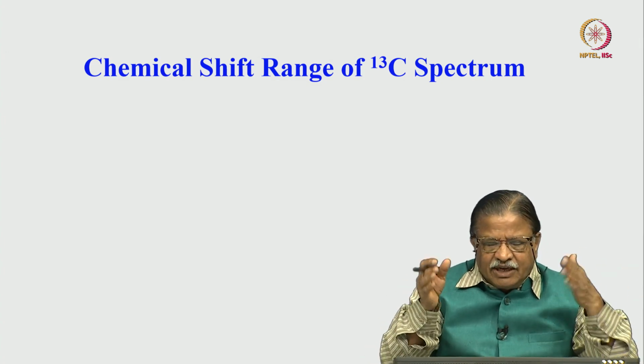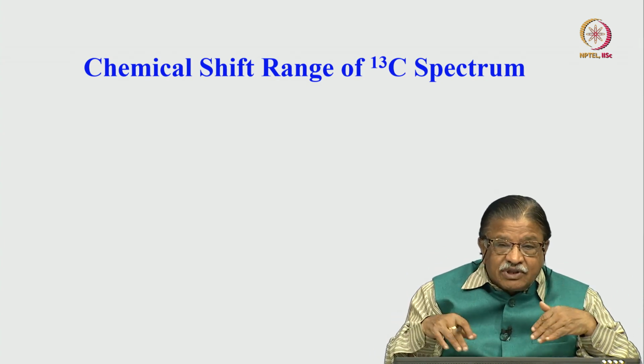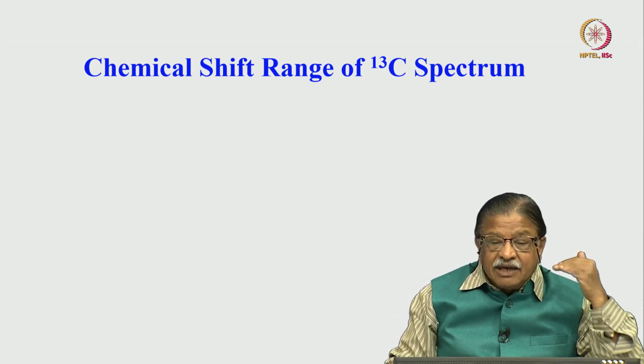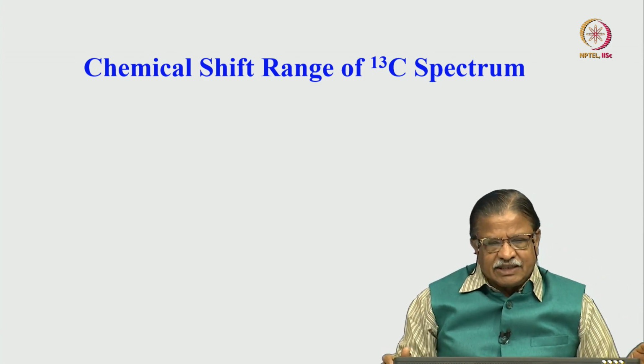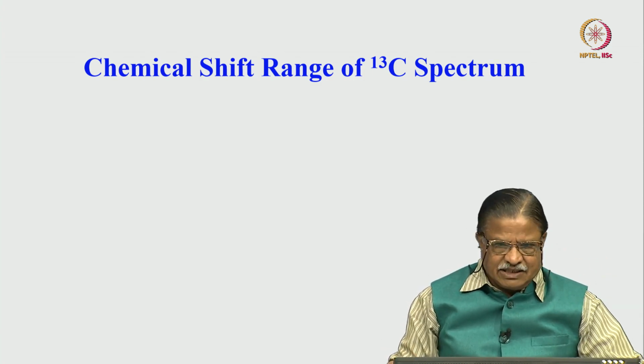Carbon resonates at 50 megahertz. If the proton is resonating at 200, carbon is 1/4 of that, because carbon gamma is 4 times smaller than that. This also we discussed extensively even in the first or second class itself.